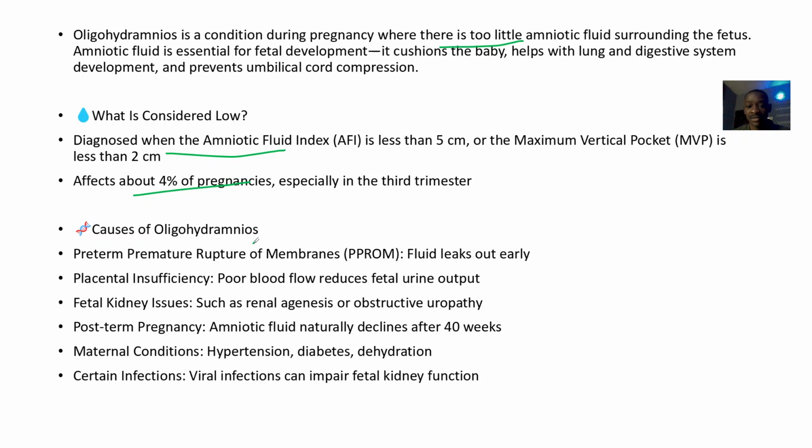Causes of oligohydramnios: it could be preterm premature rupture of membranes, it could be placental insufficiency, it could be fetal kidney issues, it could be post-term pregnancy. The pregnancy has gone past the normal time that we want babies to stay in the womb. You understand? It could be maternal conditions, it could be certain infections that maybe the mom has.